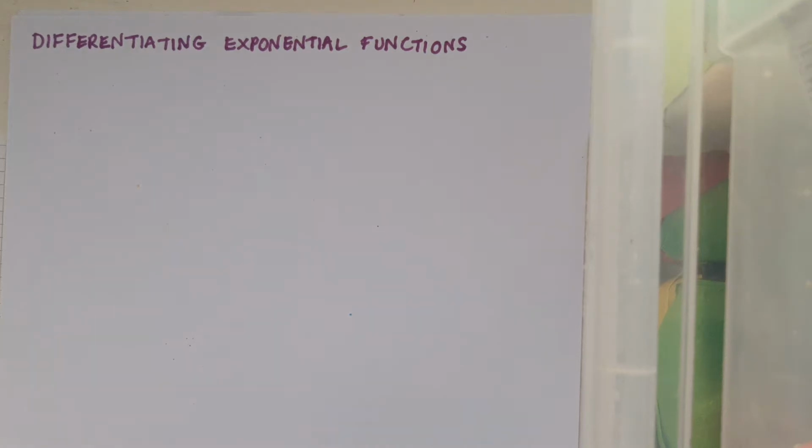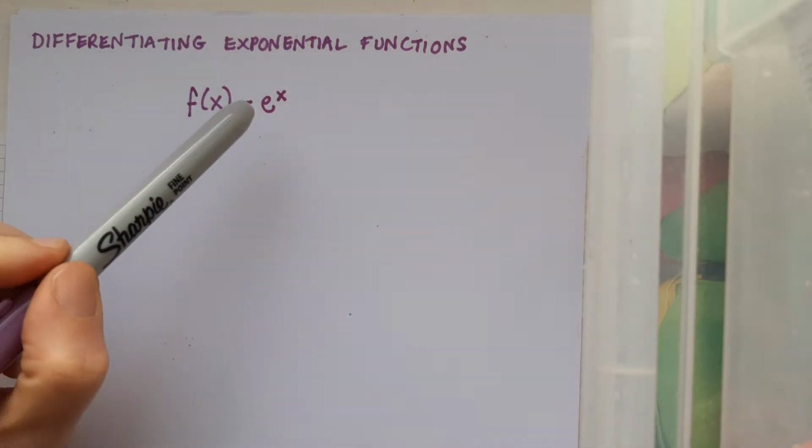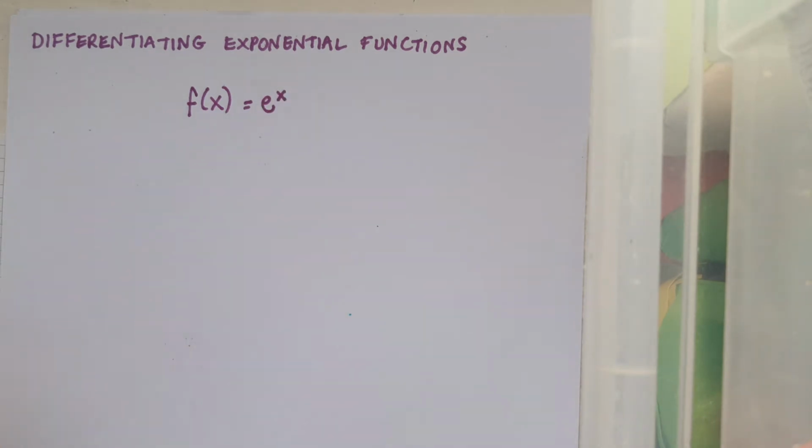This video is about differentiating exponential functions. We're going to be looking at functions that have this type of appearance, f of x equals e to the x. So we're specifically going to have e as our base, and there's going to be a variable in our exponent. If we look up page 25 in the log tables, we'll see that the derivative of e to the x is just e to the x.